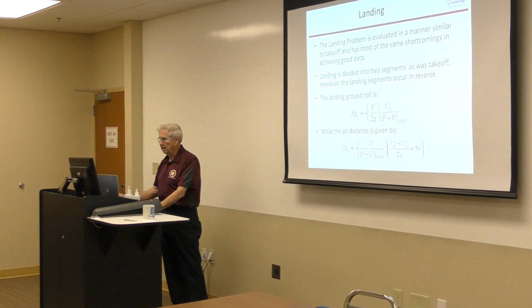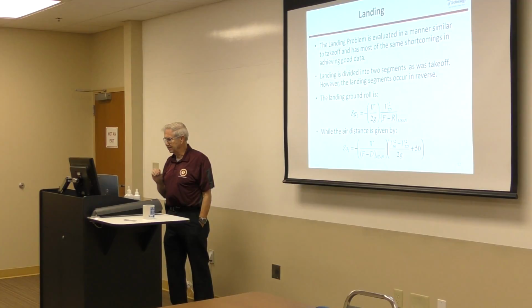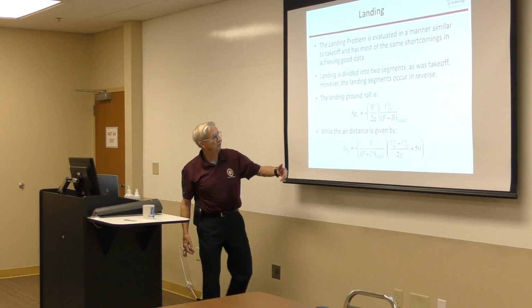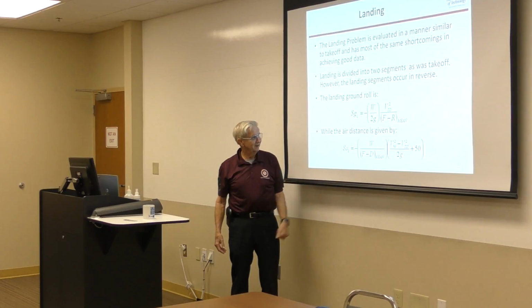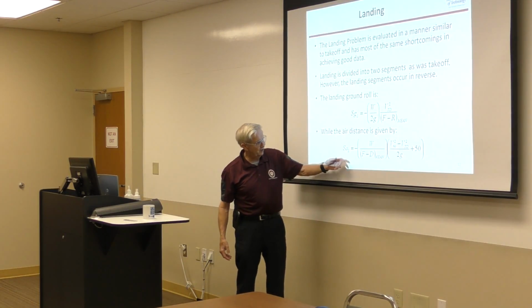Landing is evaluated in a similar manner and has most of the same problems in achieving good data. It's divided into two segments, as we did with takeoff, but it occurs in reverse. The landing ground roll occurs last, and the air distance occurs first. But let's look at the air distance first.